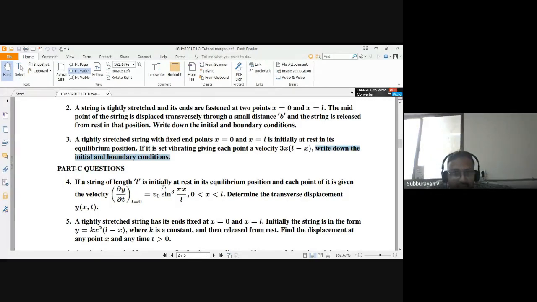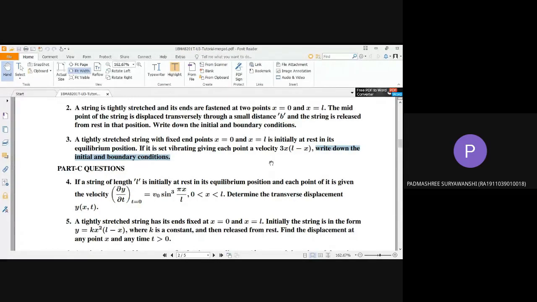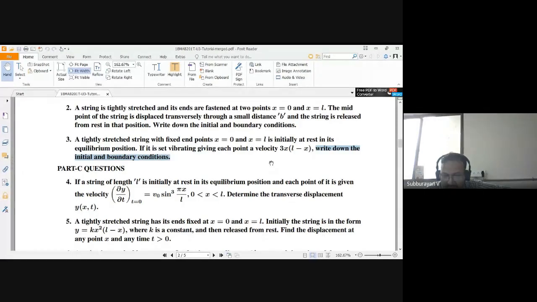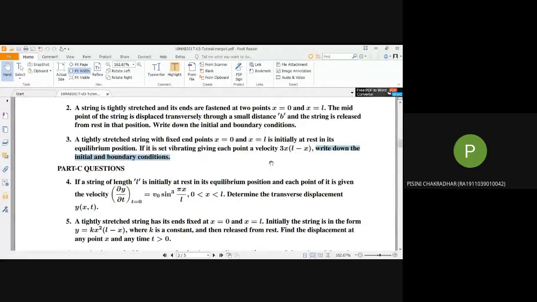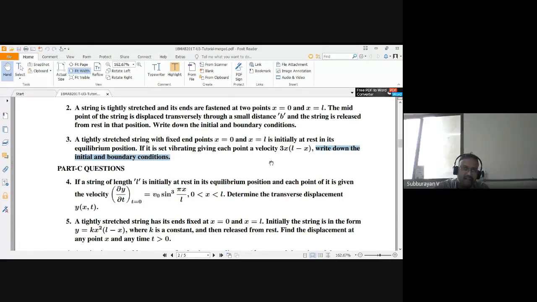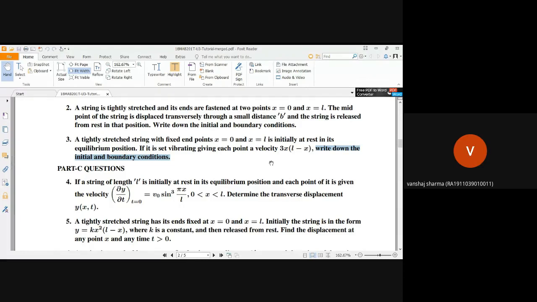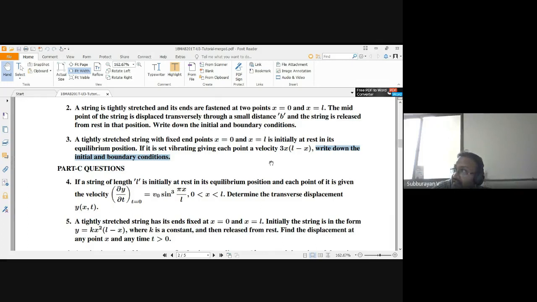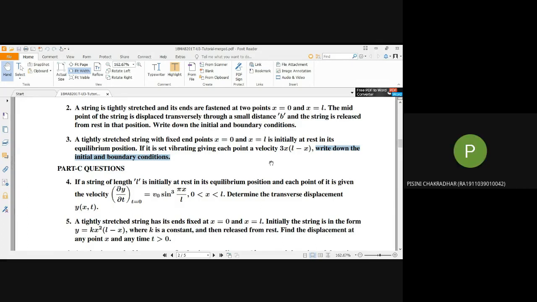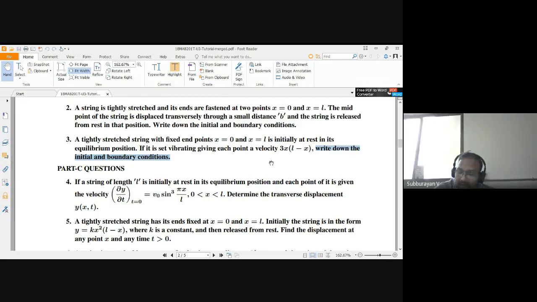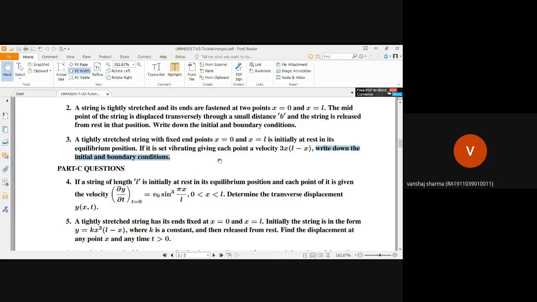Can you please tell me what the boundary conditions and the initial conditions are? Y of 0 comma t is equal to 0. Very good. First one. Second one, y of L comma t is equal to 0. Very good. Then the third condition, the velocity condition is given, like yt of x comma 0. What is the third condition? Yt of x comma 0 is equal to b naught sine cube pi x by L.